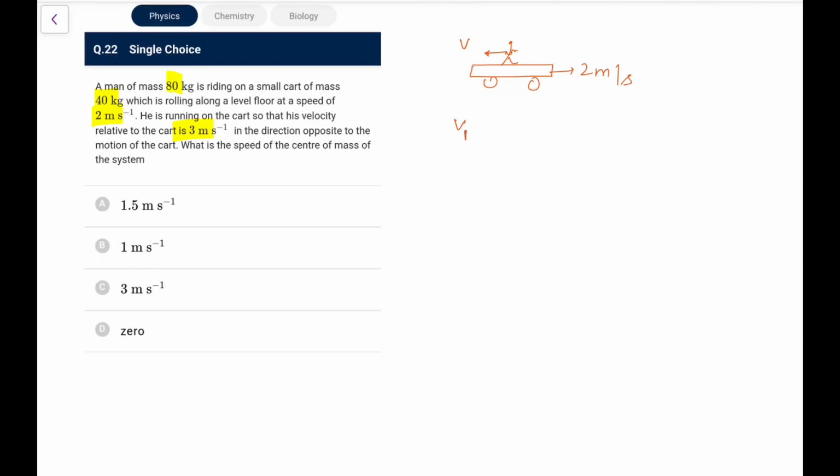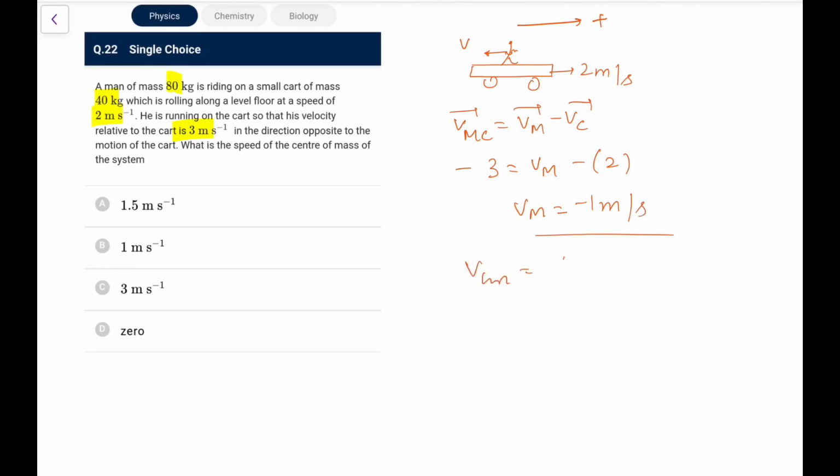So what is the velocity of the man with respect to the cart? We say it is Vm minus Vc. I take this direction as positive, so Vmc is minus 3, which is equal to Vm minus Vc, that is 2. So Vm comes out to be minus 1 meter per second, that is, he is going 1 meter per second backwards. So now the VCM would be the man's mass 80, its velocity minus 1, cart 40, its velocity 2, upon 80 plus 40, 120, that comes out as 0. That means CM is going nowhere, CM speed is 0.